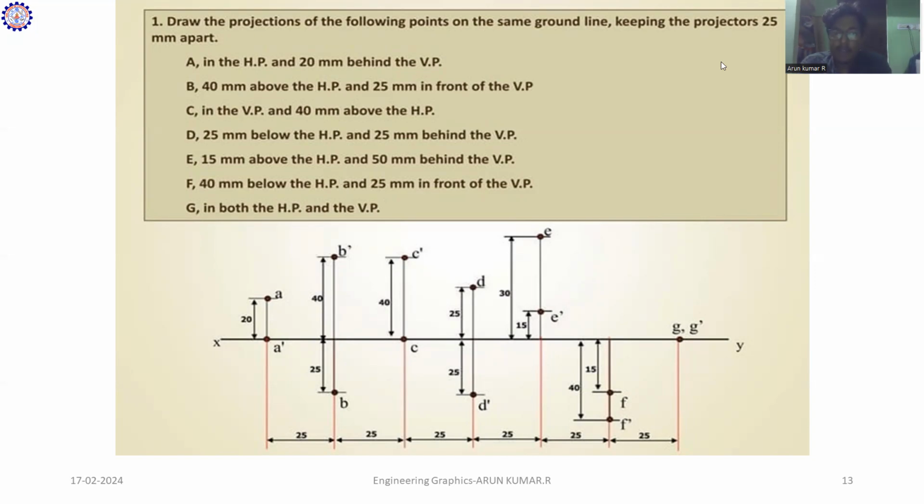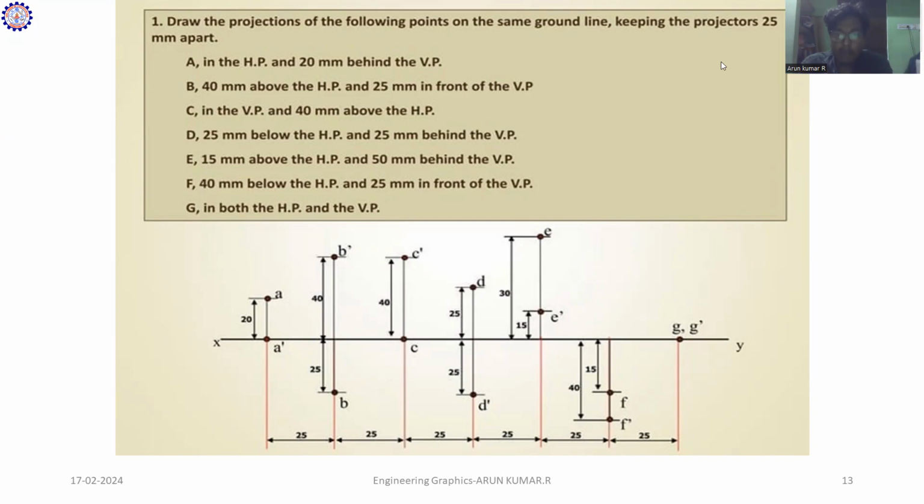So in the first case we are discussing A in HP and 20 behind VP. First of all, you have to understand the keywords, the key terms we are using here. There is only one point, A, in the HP plane. We already know that a point in the HP plane lies on the XY line. This was clearly explained in the previous lecture videos.